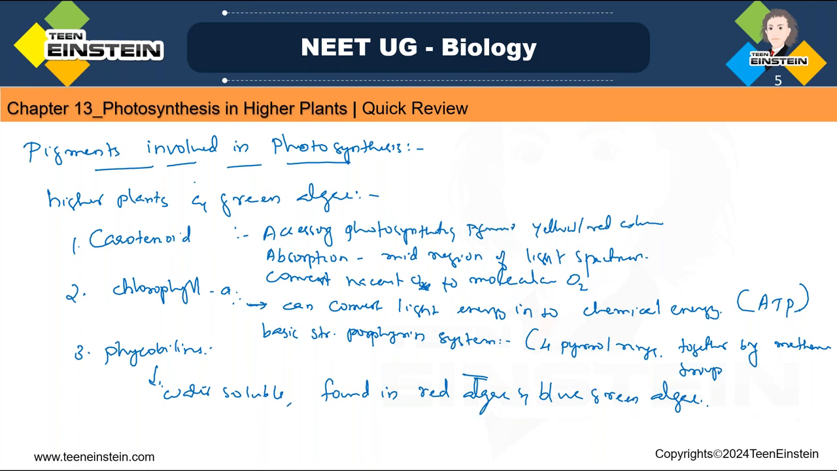And these phycobilins are of different types. Especially we can say they are of three types: phycocyanin, allophycocyanin and phycoerythrin. Phycocyanin is blue. Next, allophycocyanin is also blue. And phycoerythrin is red.